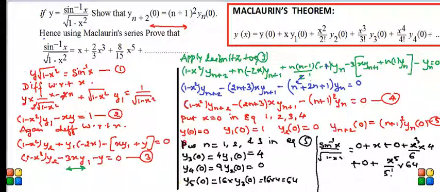So the final answer we get is equal to 0 plus x plus, 2 2s are 4, 2 3s are 6, so this becomes 2 by 3 of x cube plus, 5 factorial is 120. So this is 64, this is 120. 8 8s are 64, 8 15s are 5 factorial. So this becomes 8 by 15 of x raised to 5, and so on like this.